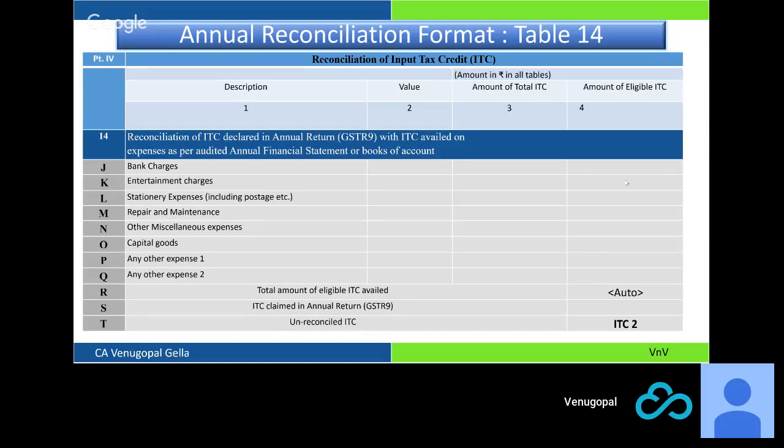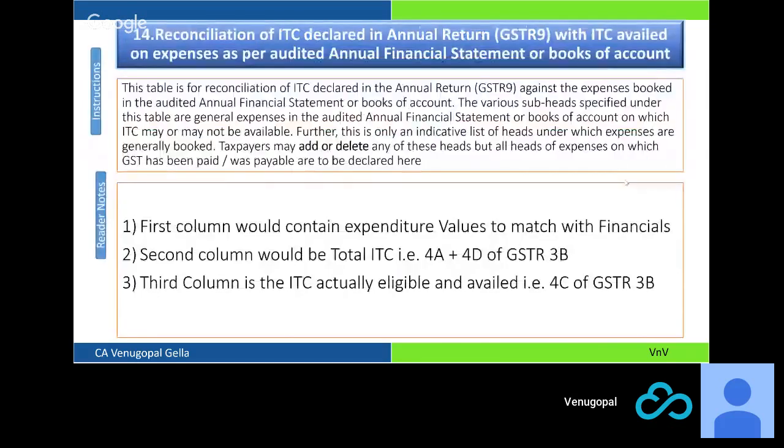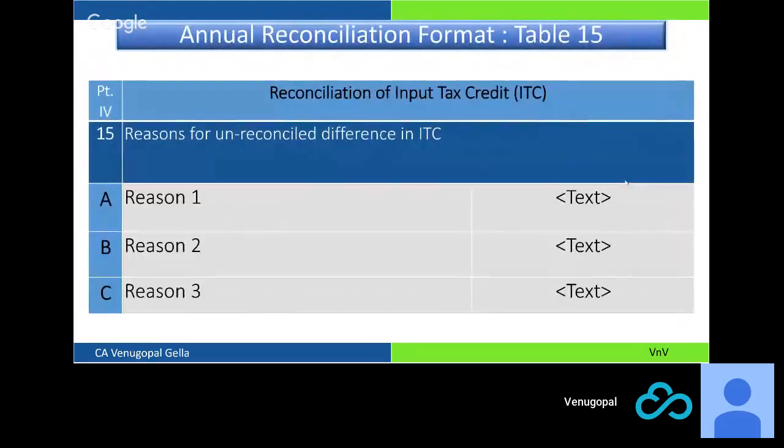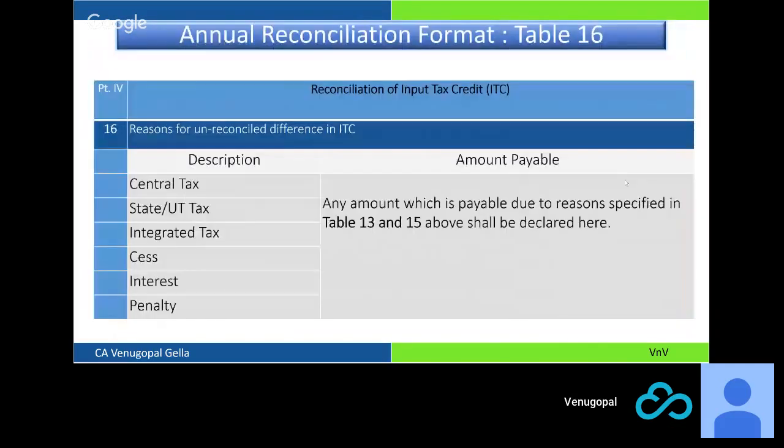And this unreconciled ITC is in 14T, which the auditor has to explain as to why it is not matching, and the explanation is to be given in table number 15, the reasons why the input tax credit as per the auditor and as per the SSE is not matching. Now, owing to the reasons given in table number 13 and table number 15, the auditor will give an additional recommendation on the liability which is arising because of the input tax credit.